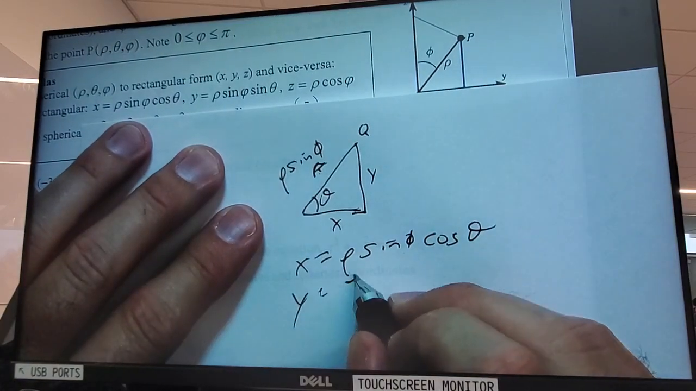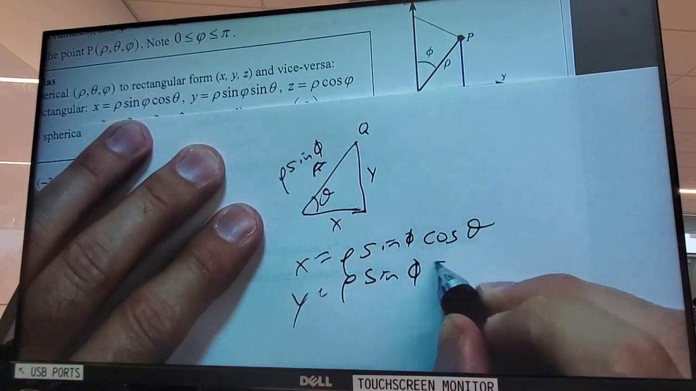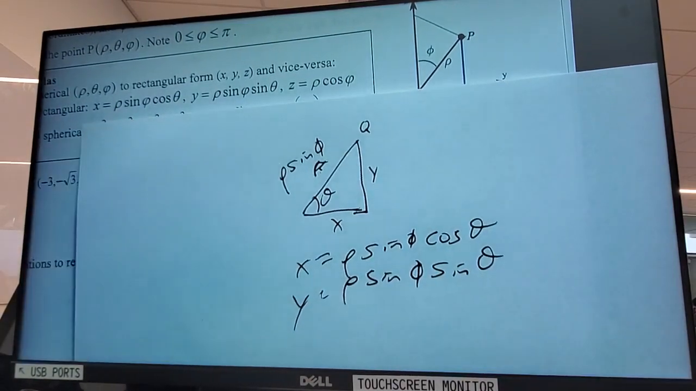Rho sine phi sine theta. I understand phi and theta are a little close together in terms of what they look like. I'm going to try my best to make them look as different as I can. Must be one has a vertical on it.